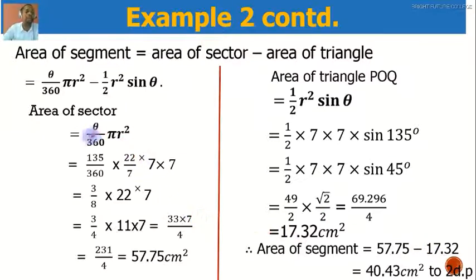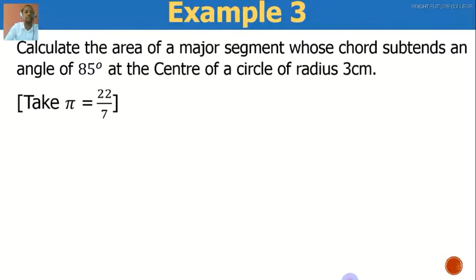Remember to find area of a sector, that of the triangle, and you subtract the triangle from the sector to have area of minor segment. Example 3. Calculate the area of a major segment whose chord subtends an angle of 85 degrees at the center of a circle of radius 3 cm. Pi is 22 over 7.